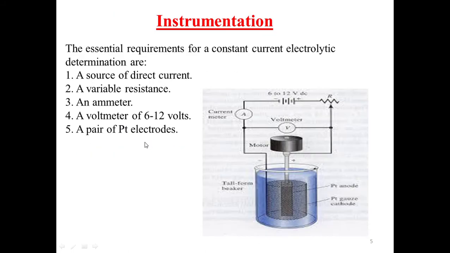Next we will come to the instrumentation of electrogravimetry. For the instrumentation of electrogravimetry, there are essential requirements. First one is a source of direct current, second a variable resistance, and third a meter. Fourth one is a voltmeter of 6 to 12 volts. Fifth one is a pair of platinum electrodes.